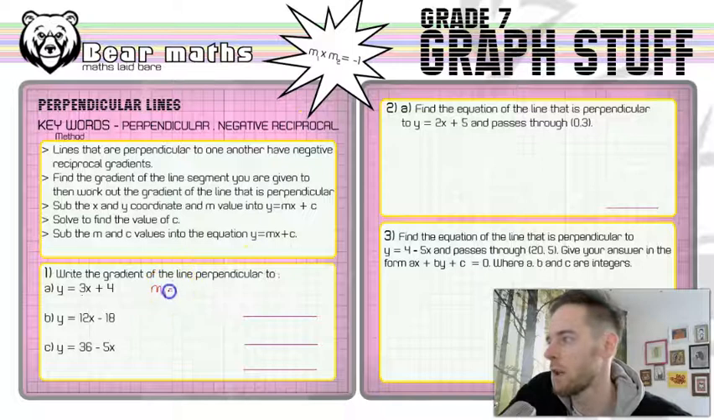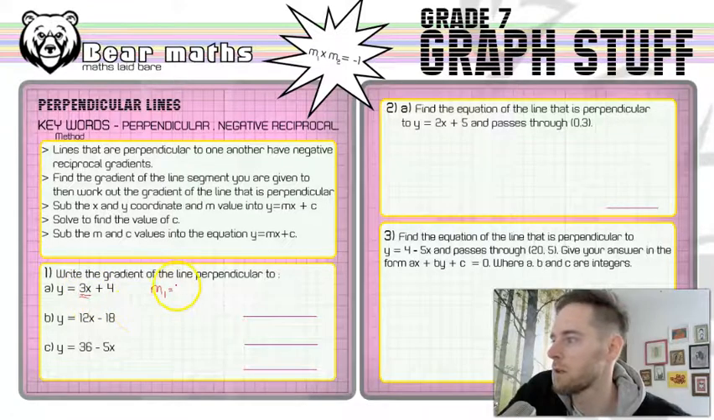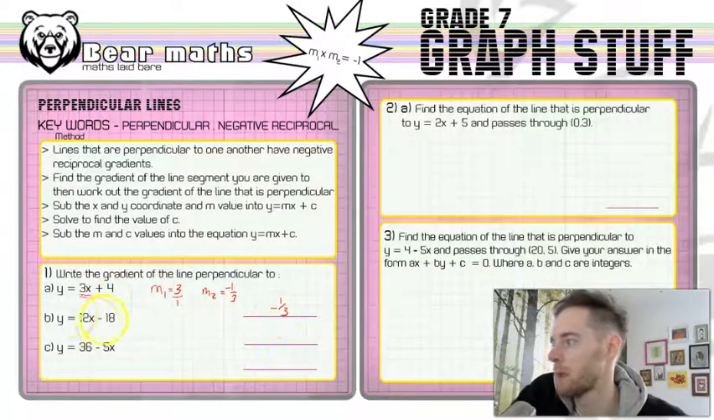It's not entirely necessary, but in this first question, we've got a number in front of x. That is our gradient. Now, if I pop that number over 1, it hasn't changed the number. 3/1 is still the same as 3. So m2 is going to be 1/3, but made negative. We have the negative reciprocal of the original line, so that is the gradient of our perpendicular line.